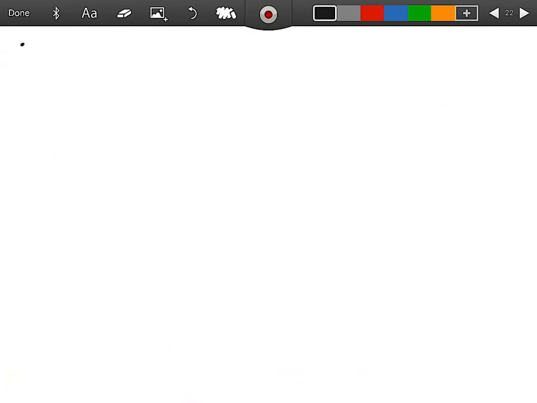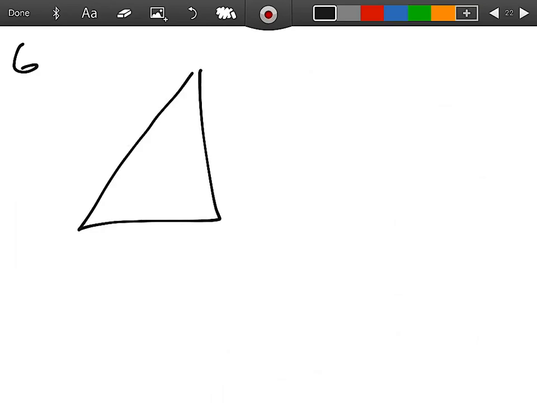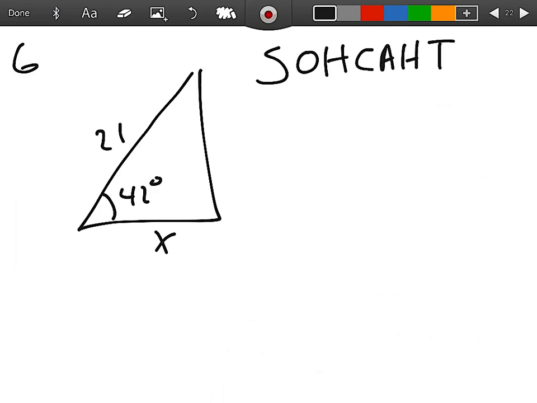All right, moving on to 6. Number 6, it says find the length of the side x. So here's my right triangle. X is here, 21 is here, and I have 42 degrees in here. So what do I write at the top of my page? SOHCAHTOA. If you don't know SOHCAHTOA, give me a call and ask why.